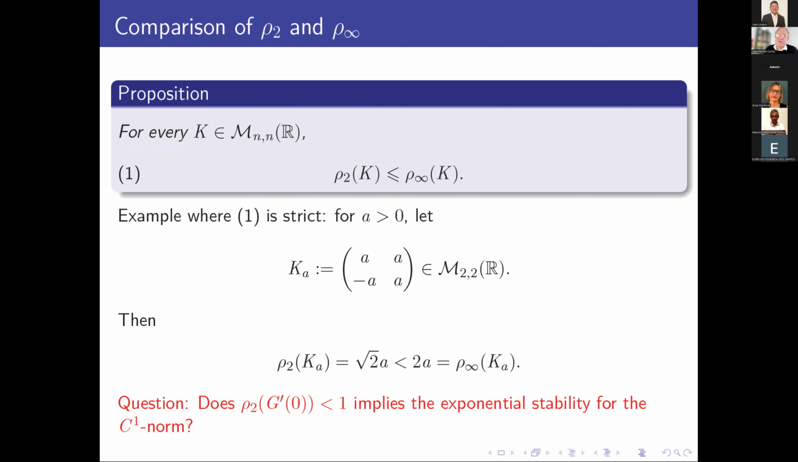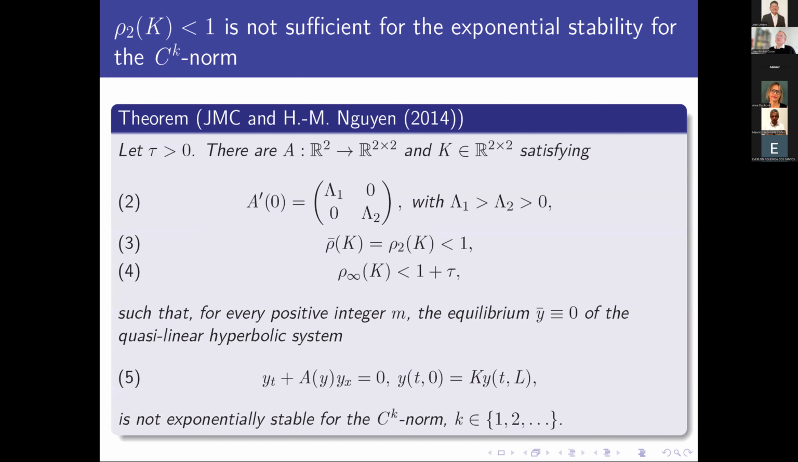But now the question is, does rho 2 of G prime of 0, which is sufficient for the exponential stability for the H^K norm, is it sufficient for the exponential stability for the C^1 norm, for example? It turns out to be false, in fact.